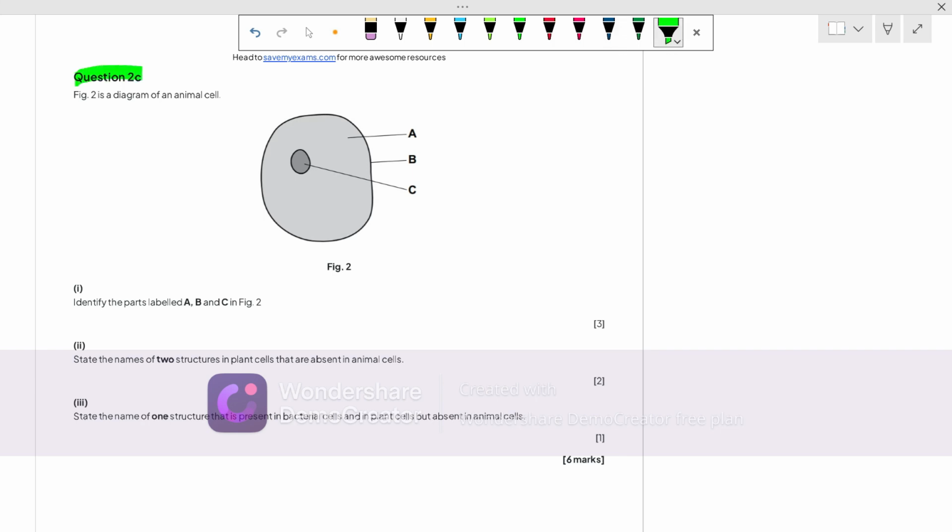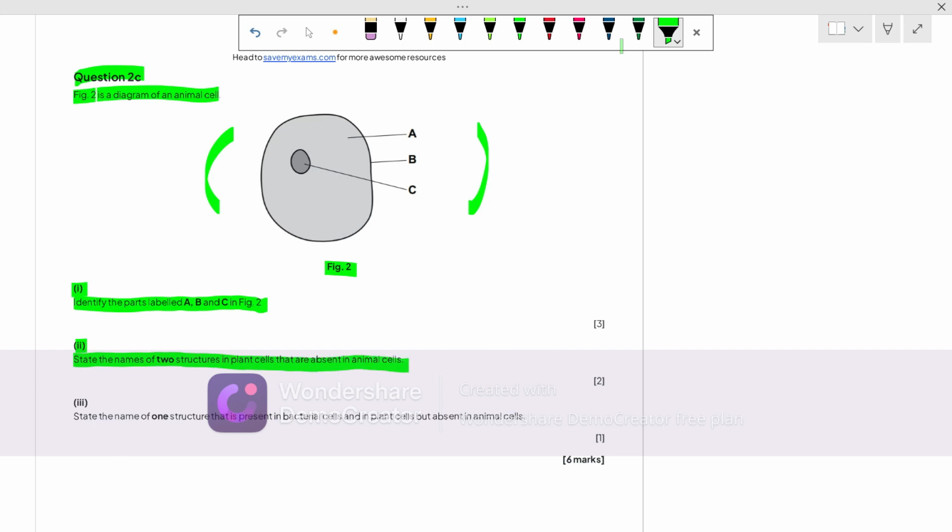Question 2c. Figure 2 is a diagram of an animal cell. So this is figure 2, a diagram of an animal cell. Identify the parts labeled A, B, and C in figure 2. State the names of 2 structures in plant cells that are absent in animal cells. State the name of 1 structure that is present in bacterial cells and in plant cells but absent in animal cells.